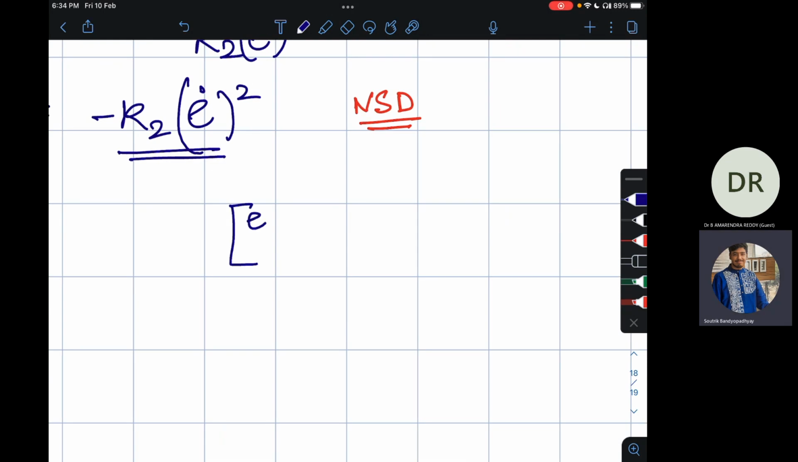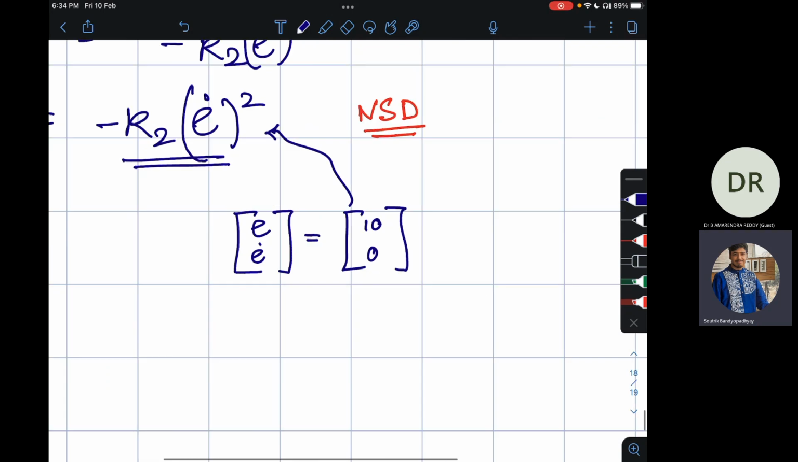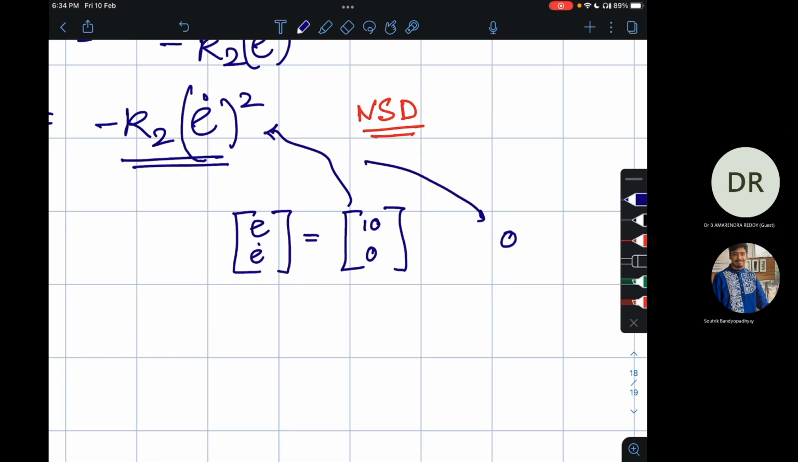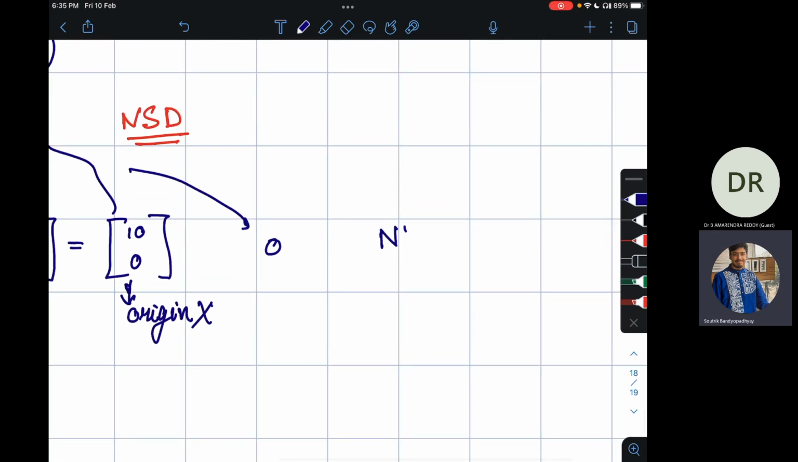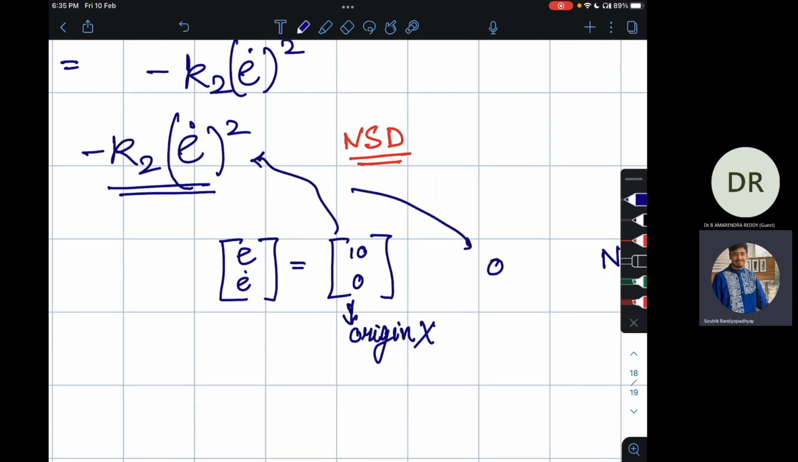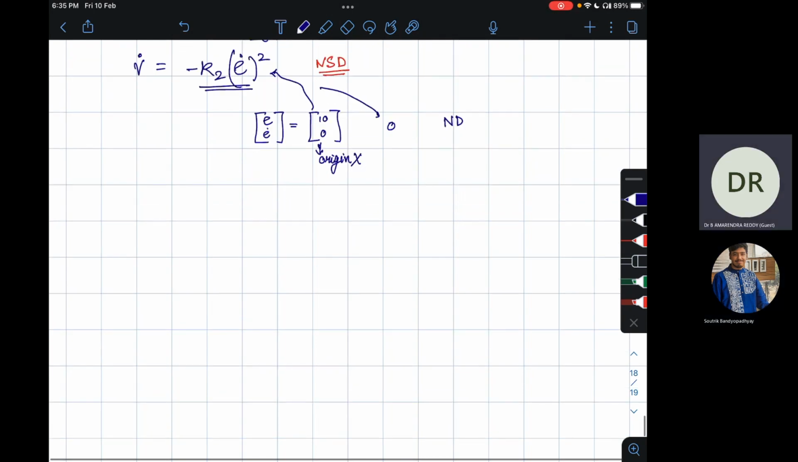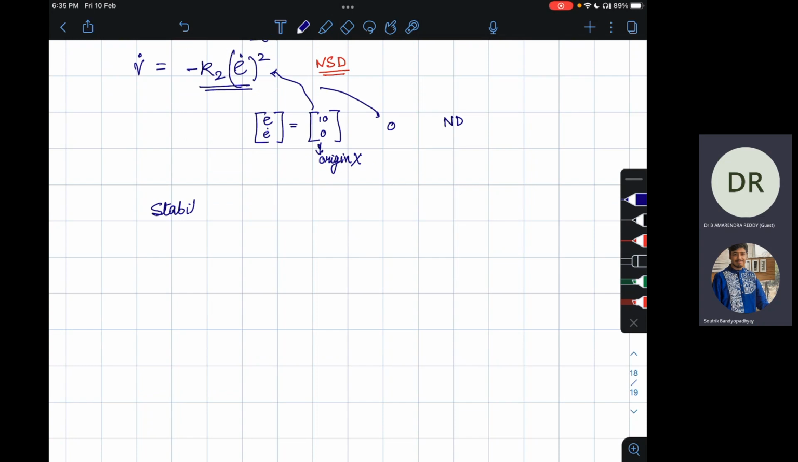So if we consider E and E dot, suppose E was any value, let's say I have 10 and E dot is 0, if you substitute it over here, then the output would be 0. But this is not the origin, right? And according to the definition, a negative definite function must be 0 only at the origin, and it should be negative everywhere else. So this is not negative definite, but it is negative semi-definite. So at best, we could comment about stability and not asymptotic stability, right?